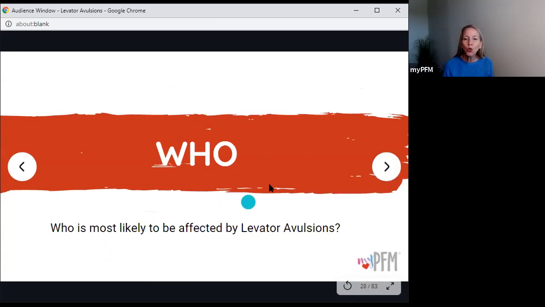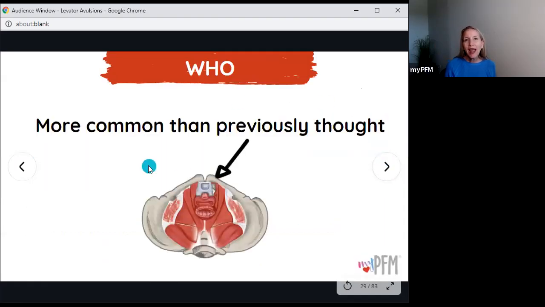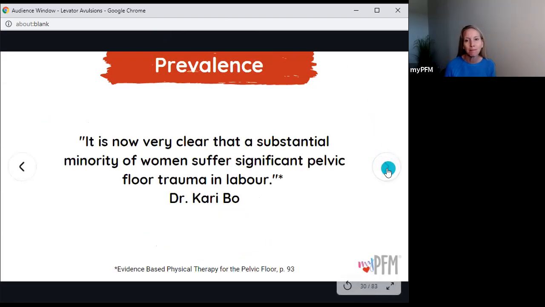All right, so now who is most likely to be affected by levator avulsions? It's way more common than previously thought. Even back when I first started my pelvic floor muscle therapy training in 2000, 2001, we had not even heard of levator avulsions. This is definitely a concept that has been getting more attention recently. But even then, I think the common thought is, oh, that's just a few people out there. But it's much more common than previously thought.